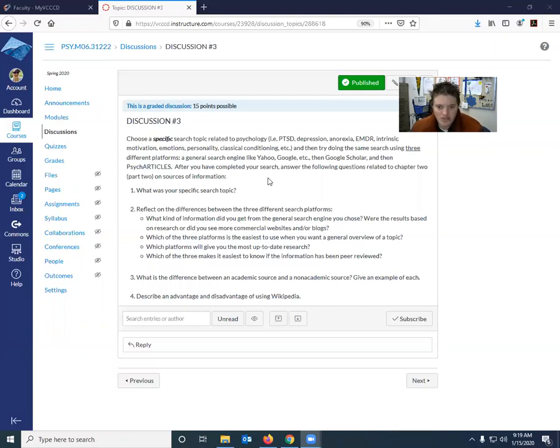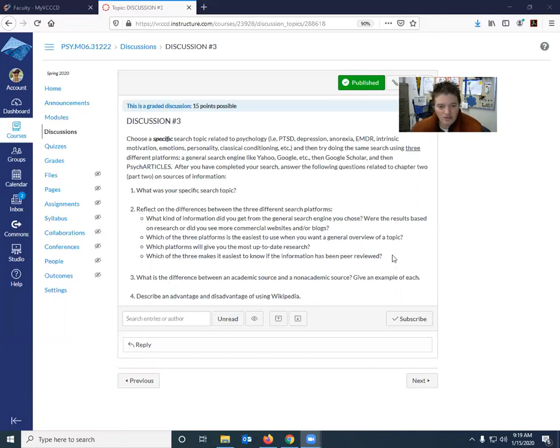What kind of information did you get from the general search engine you chose? Were the results based on research, or were they more like commercial websites, blogs? What did you come up with? Which of the 3 platforms was the easiest to use when you wanted more of a general overview of the topic you were trying to find out about? Which platform gave you the most up-to-date research? And which of the 3 makes it easiest to know if the information has been peer-reviewed? So just a few different things getting at the differences between those 3 searches you did.